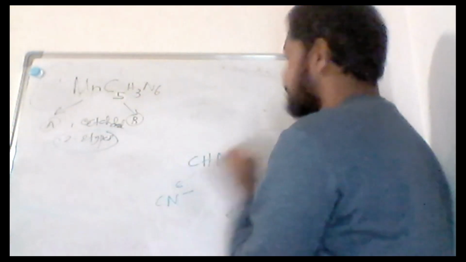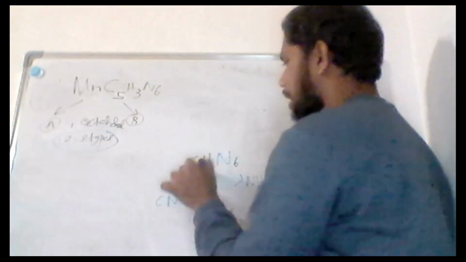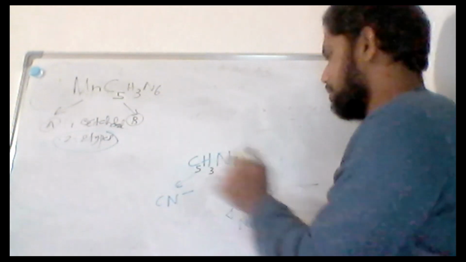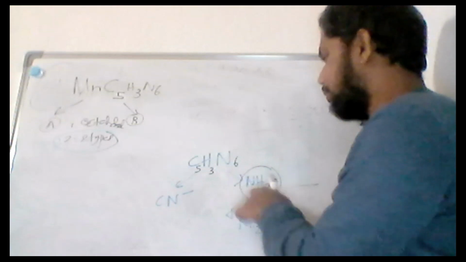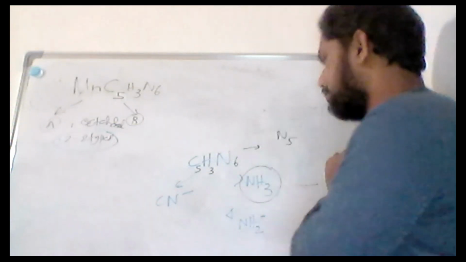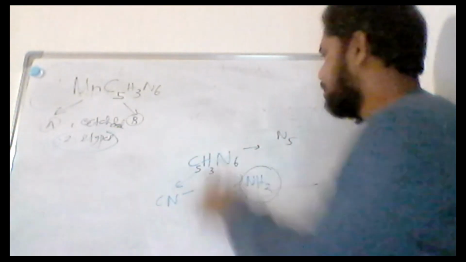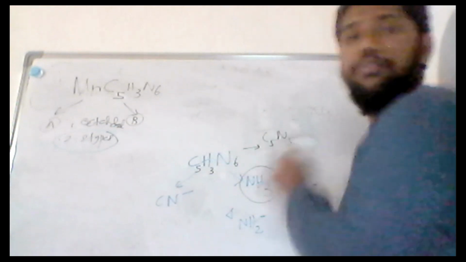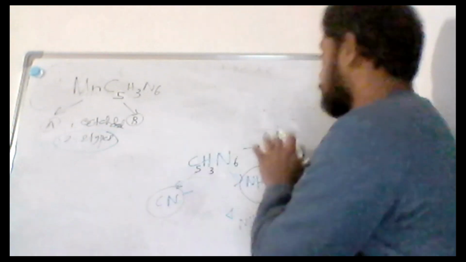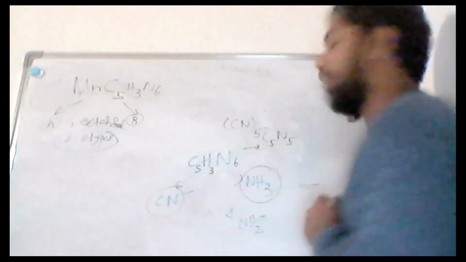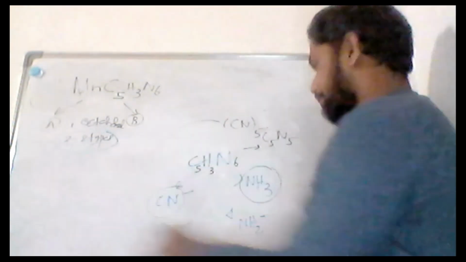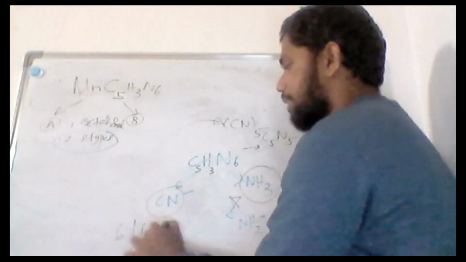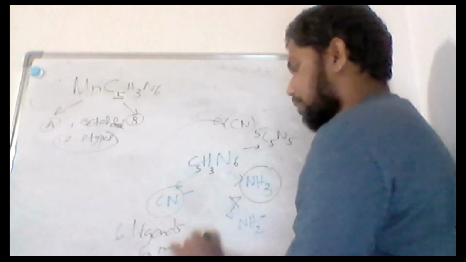Here nitrogen, there are 6. Hydrogen, there are 3. And carbon, there are 5. So if I take one ammonia out of this, what is the remaining thing? 1 nitrogen is gone here, so N5. Hydrogen is completely gone, so only carbon remains. So I have 5 carbon and 5 nitrogen, which gives me the idea that it can be CN. So basically this can be 5 CN and 1 ammonia, which gives me 6 ligands for my coordination.